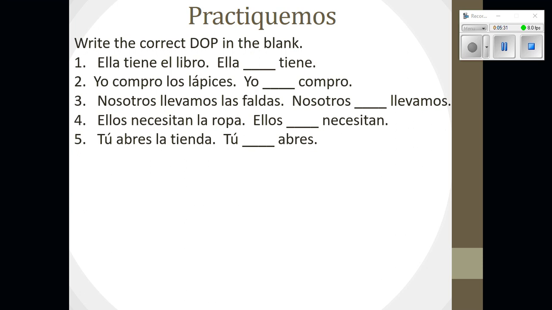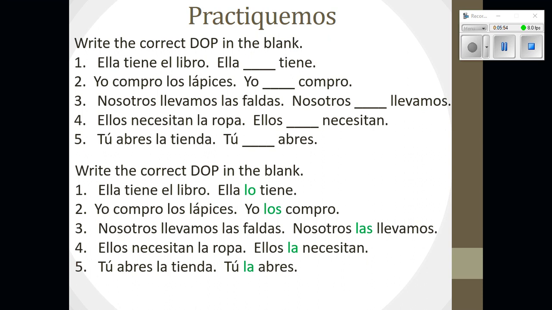But we want to replace the book with a pronoun. So if we want to say she has it, we have to choose a masculine it. In that case would be lo. So ella lo tiene means she has it, referring to the book. All right, pause the video and see if you can do 2 through 5 on your own. We'll check our answers.